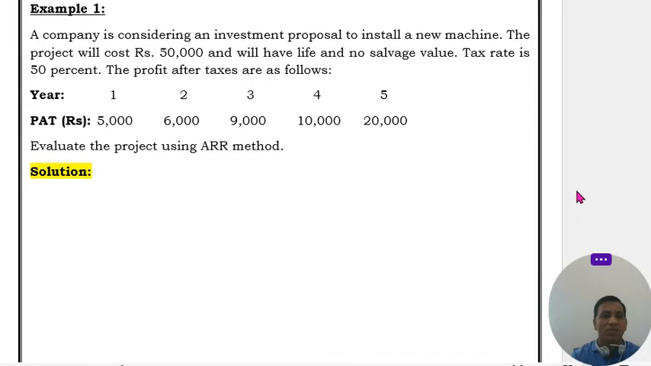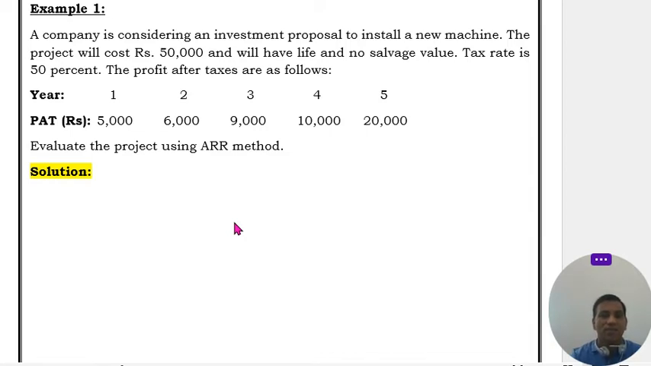So what is the example? A company is considering an investment proposal to install a new machine. The project will cost 50,000 rupees and will have a life of 5 years and no salvage value. The tax rate is 50%. Profit after taxes are as follows: 5 years, 5 values. Evaluate the project using ARR. ARR stands for average rate of return or accounting rate of return method.